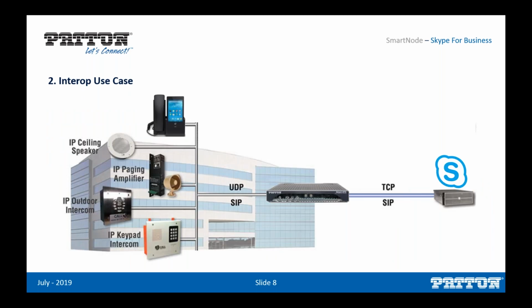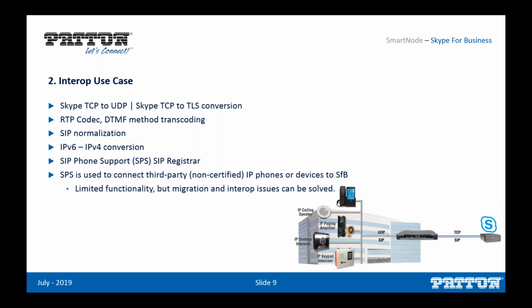Switching to the next use case, which is our interop application. The UDP to TCP conversion is certainly another thing that is helpful and beneficial when connecting uncertified devices to a Microsoft environment, Microsoft Skype for Business, for instance. Whether that's any kind of SIP phones, intercom systems or paging devices, the SmartNode does all the conversion that is required so that it can be seamlessly and easily integrated into a Microsoft environment.